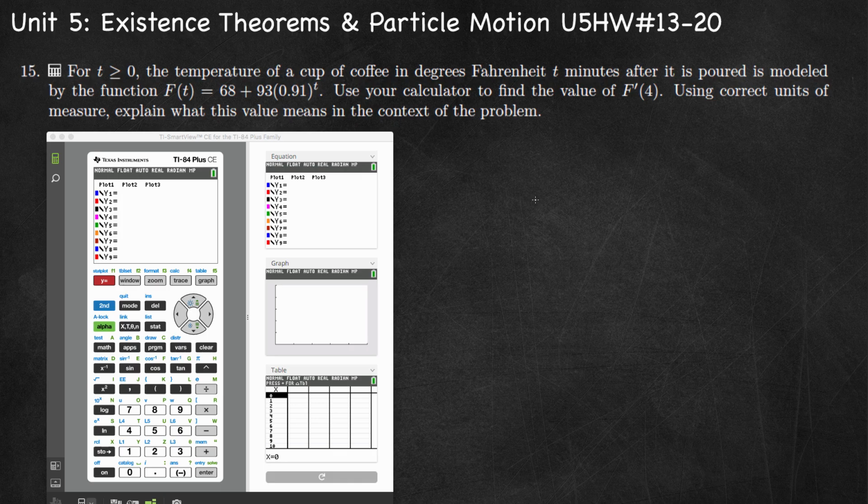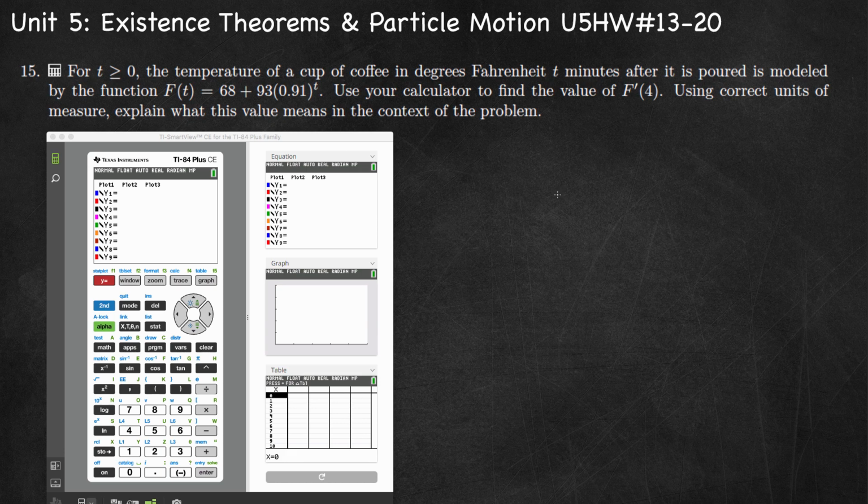Number 15. For t greater than or equal to 0, the temperature of a cup of coffee in degrees Fahrenheit, t minutes after it's poured, is modeled by the function f of t equals 68 plus 93 times 0.91 to the power t. Use your calculator to find the value of f prime of 4. Using correct units of measure, explain what this value means in the context of the problem.